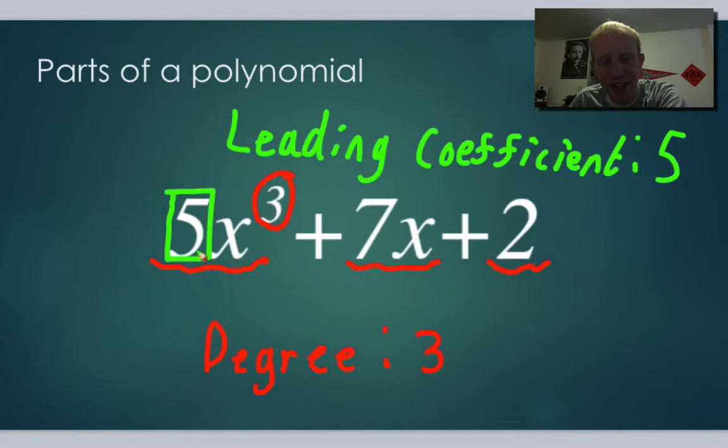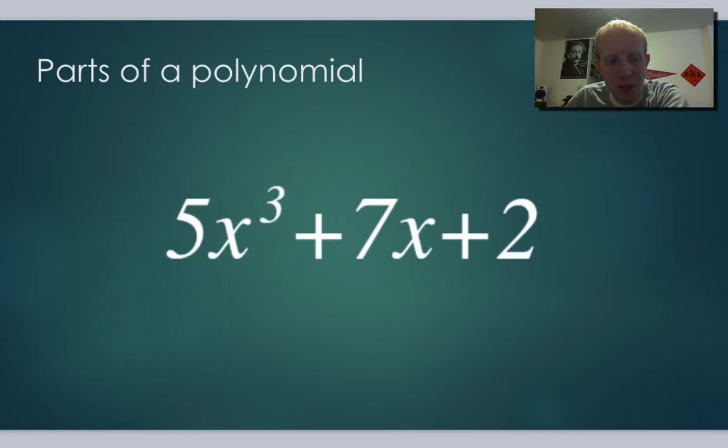So 5 is the largest, or the number in front of the largest power, or the degree, so it is 5. Okay, so these are the terms. The degree is 3, and the leading coefficient is 5. Okay, so pretty simple, but we just want to make sure we're clear on what we're talking about when we're describing polynomials.